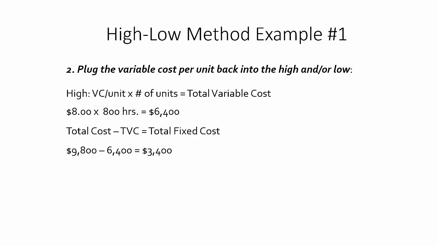So if we know that our variable cost is $6,400, then our fixed cost must be $3,400. Let's do the same thing for the low to make sure we got the right number.